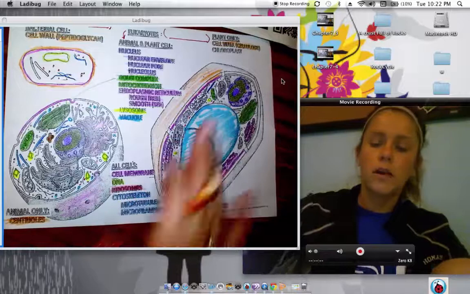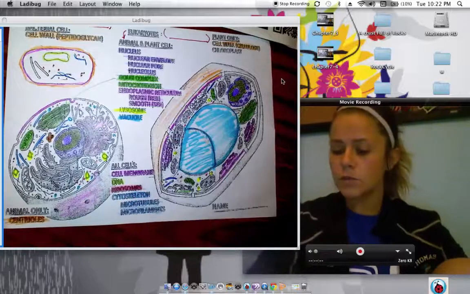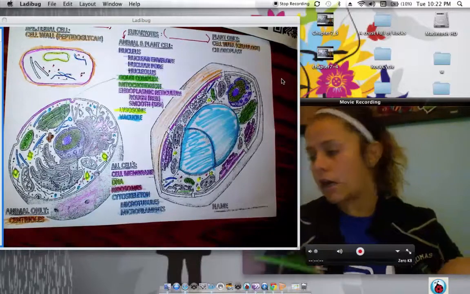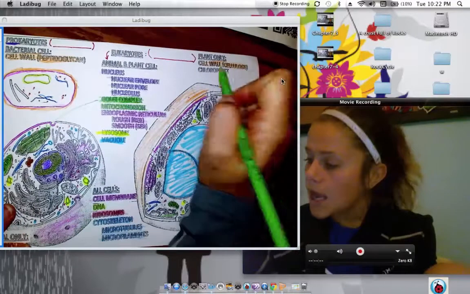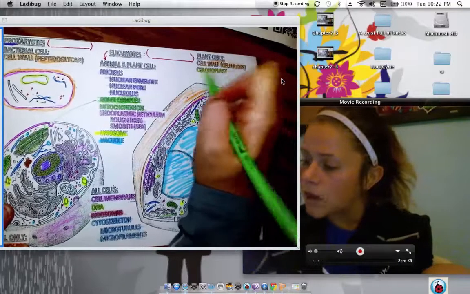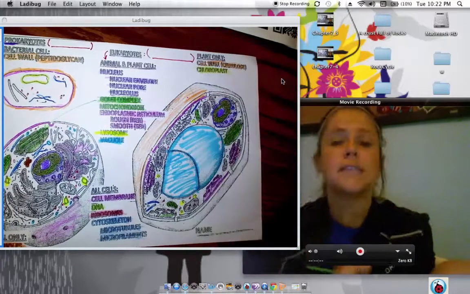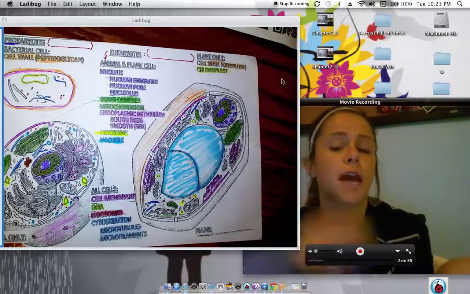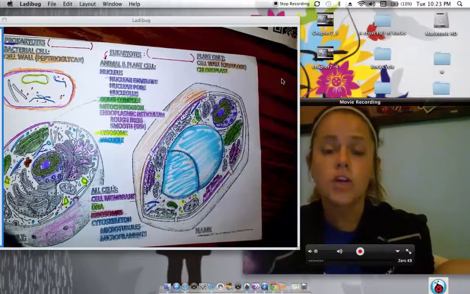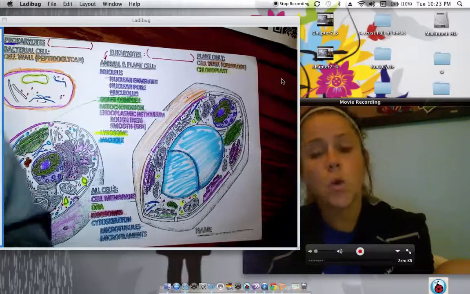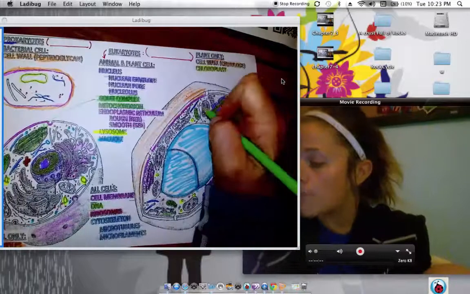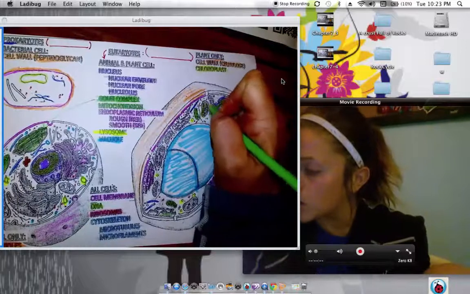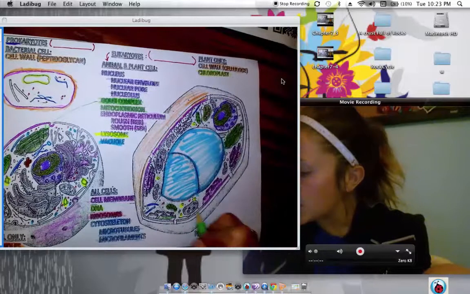Alright, so we are almost done. The next one, let's take our light green and color our chloroplasts. Chloroplasts are only found in the plant cell. Chloroplasts are very important. They allow the plant to capture the sun's energy and go through photosynthesis in order to make sugar. So here are chloroplasts. And here's another one.